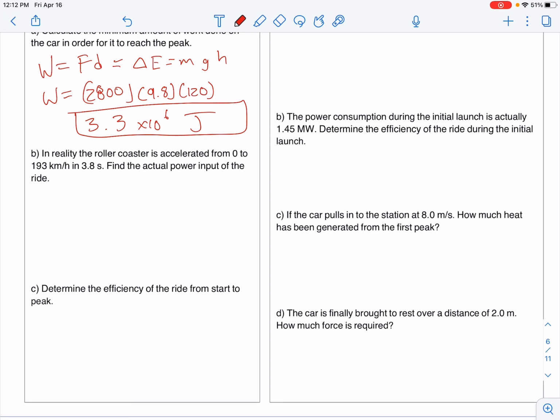All right. We do have some reality, though. It's accelerated from 0 to 193 kilometers an hour in 3.8 seconds. We can convert that. You don't need to memorize this, but it is helpful: a conversion from kilometers per hour to meters per second is just dividing by 3.6. We're going to get 53.61 meters per second.